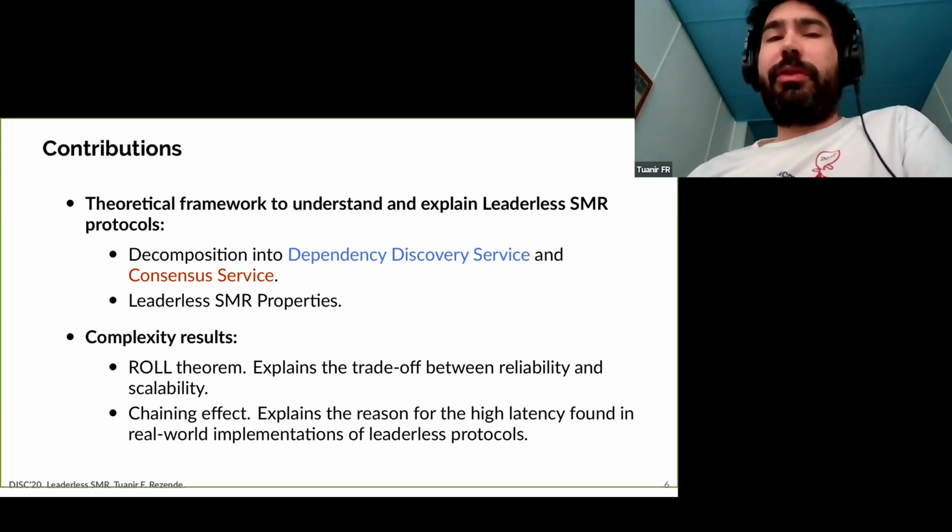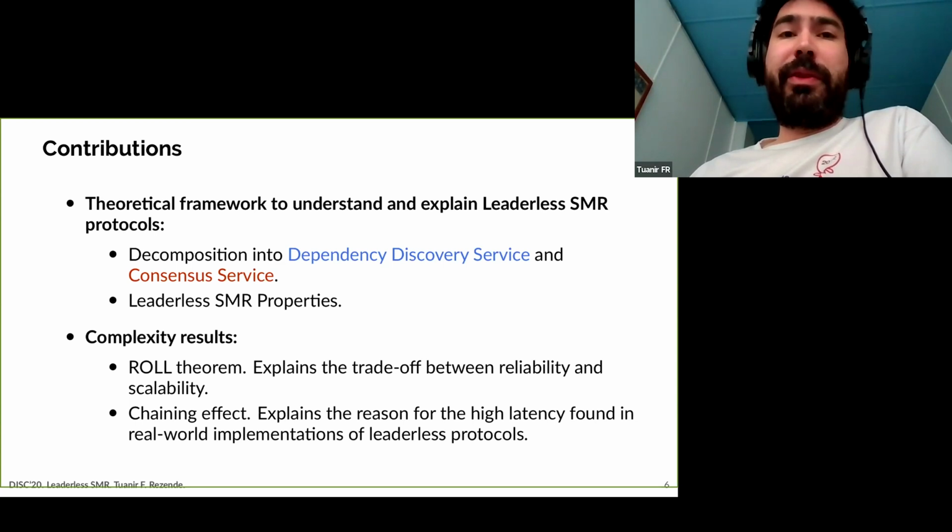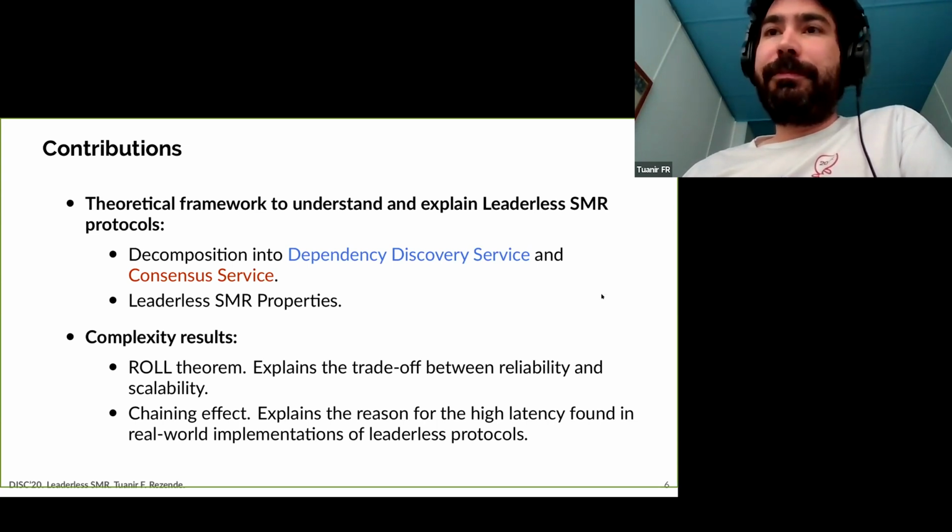The second contribution, in terms of complexity results, is the chaining effect, where we have a theorem that explains the reason for the high latency found in real-world implementations of leaderless protocols, which explains the phenomena from the previous slide. So that's it. Thank you for the attention.